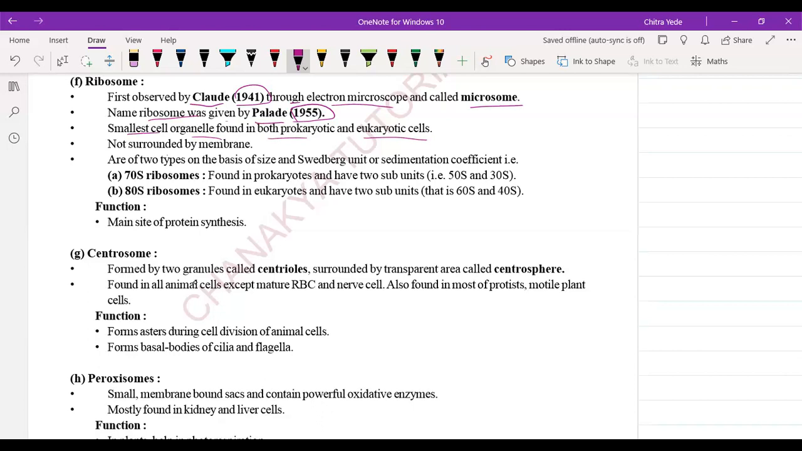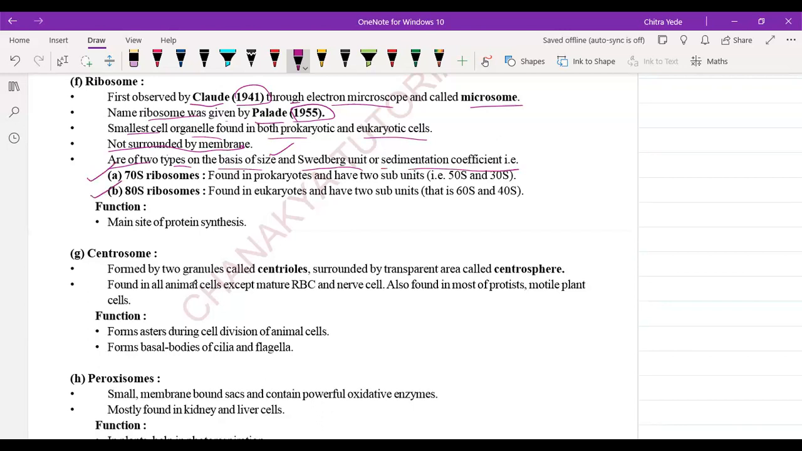Palade. And ribosome is the smallest unit of the organelle of the cell, you can say. And there is no membrane present around it. So it is of two types on the basis of size, by Svedberg unit or sedimentation coefficient, like we have 70S and 80S ribosomes.